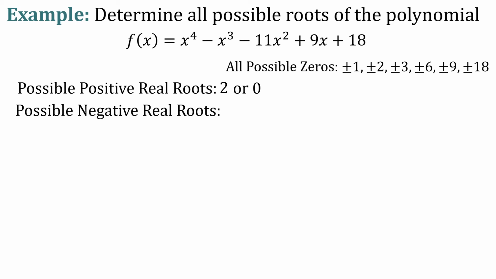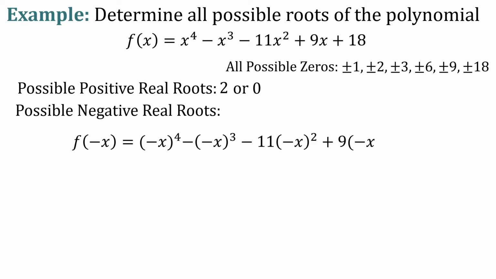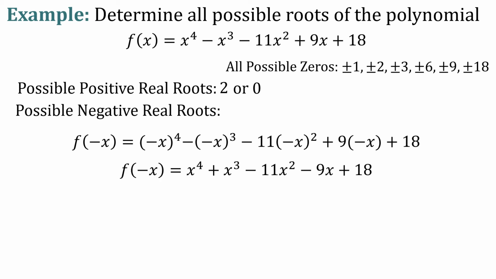Now we need to find our possible negative real roots. So we need to plug in negative x to all of these spots. Negative x to the fourth is an even power, so it's just going to be x to the fourth. Negative x cubed is an odd power, so the negative makes the negative in front of it positive. Negative x squared is even, so it's just as if you didn't put it there. 9 times negative x is going to be negative 9x.